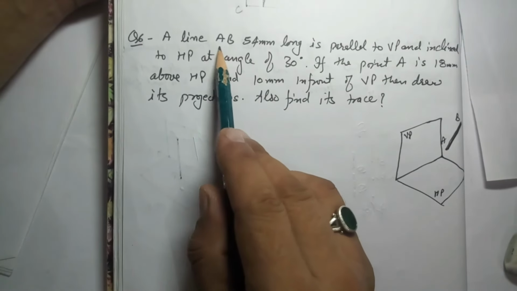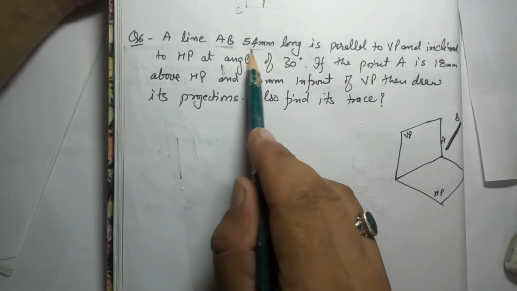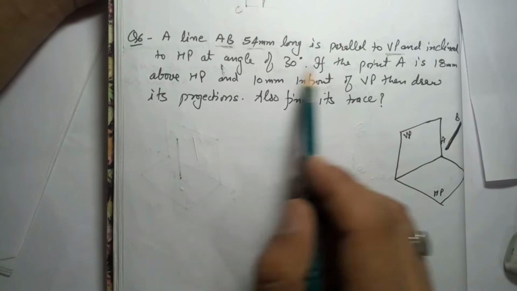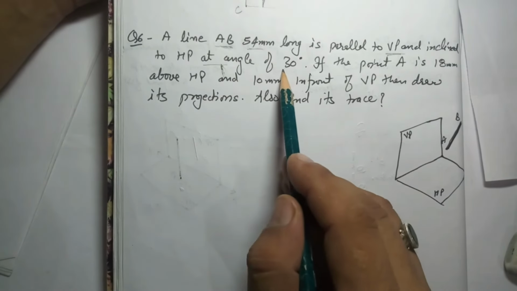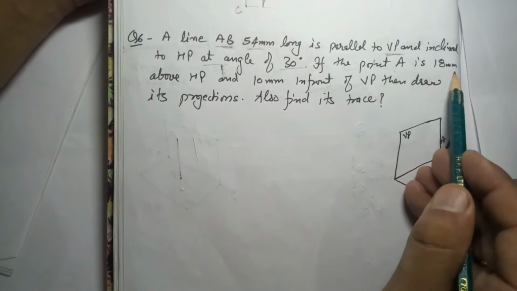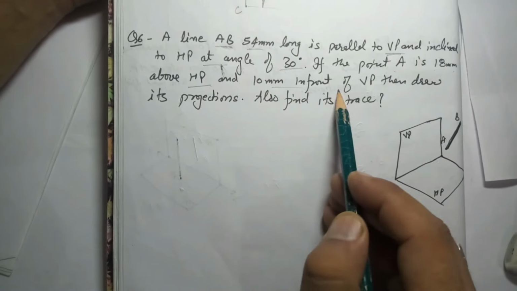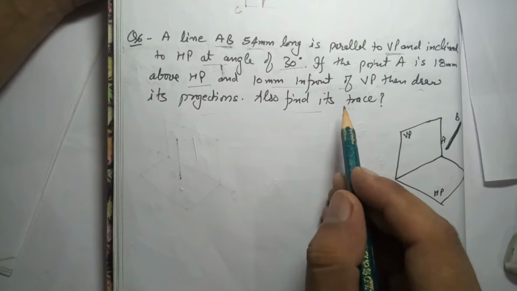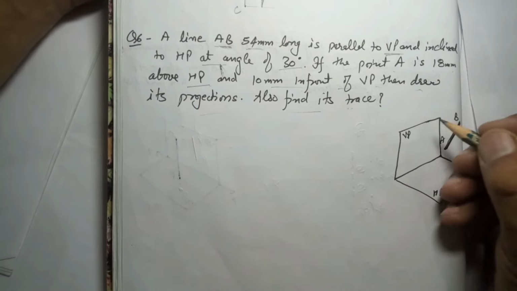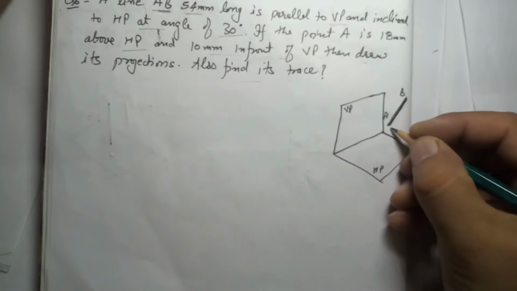The question is: given that a line AB, 54 mm long, is parallel to VP and inclined to HP at 30 degrees. If the point A is 18 mm above HP and 10 mm in front of VP, draw its projection and also find its trace. Here I will show you how to make the trace.